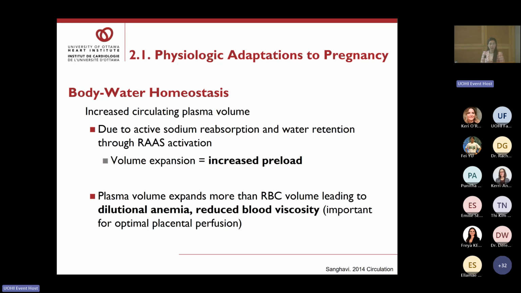So we'll start simple. So there's an increased preload in pregnancy. This is mediated by activation of the renin-angiotensin system with sodium reabsorption, water retention. There's also an expansion of the RBC mass, but this is to a lesser degree than the volume. And this is the reason why pregnancy is associated with dilutional anemia, which is actually critical. You want to reduce blood viscosity to be able to perfuse the placenta effectively.